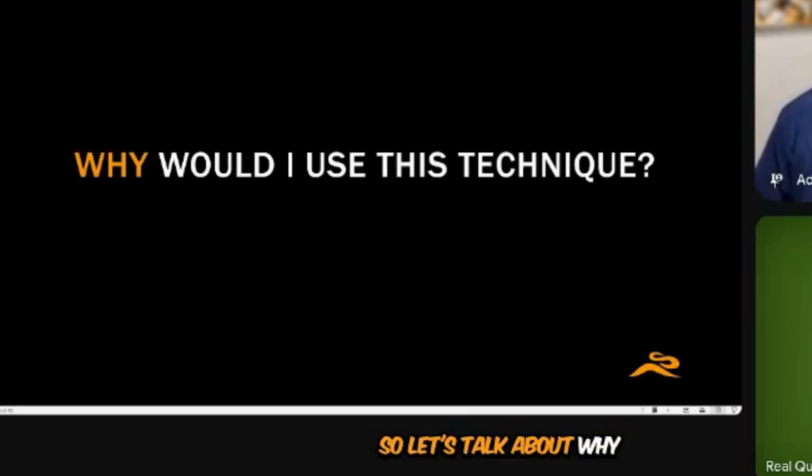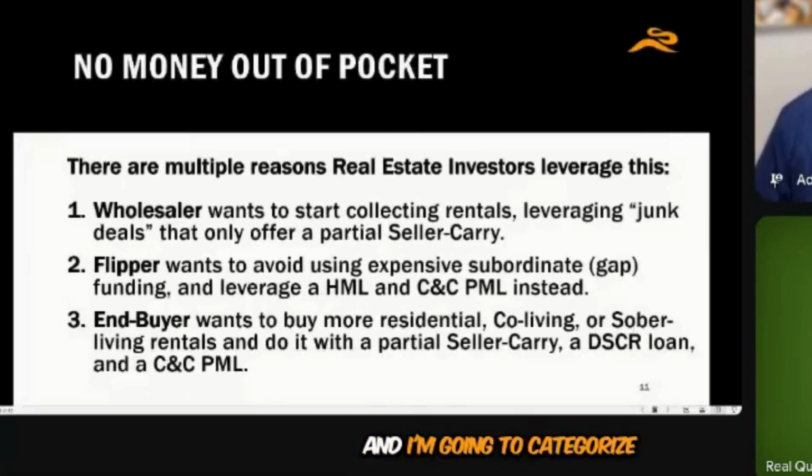So let's talk about why I would use this technique. Why would anybody use this technique? I'm going to categorize this into the types of individuals or the types of real estate investors that might have some interest. Now, the main reason is there's no cash out of pocket, right? That's the reason that we do this.